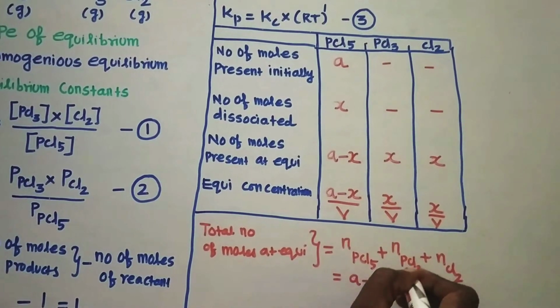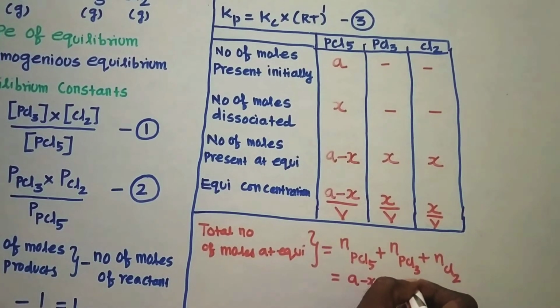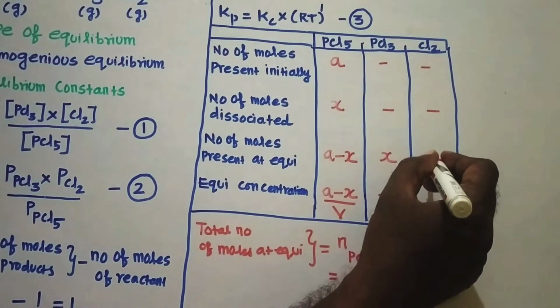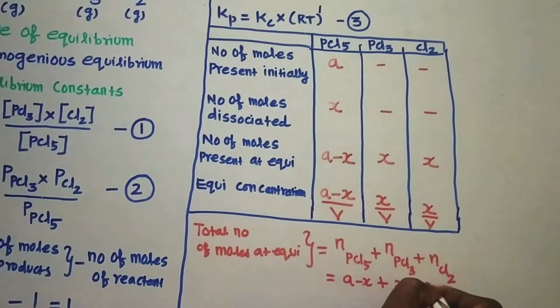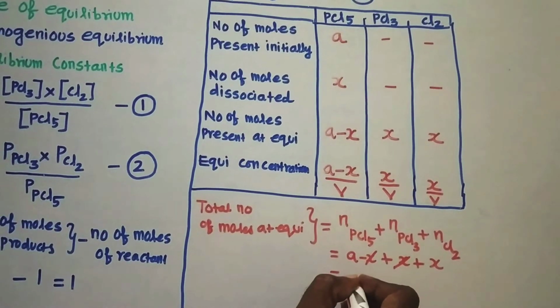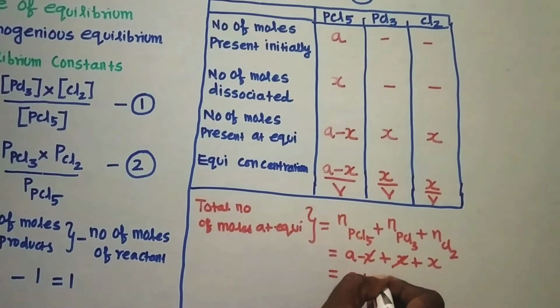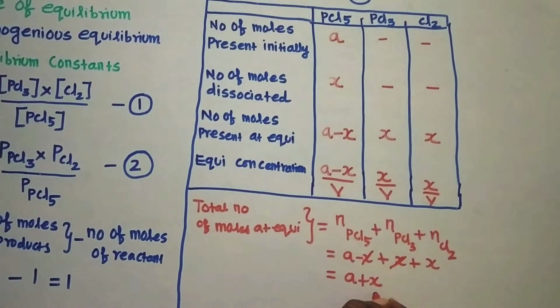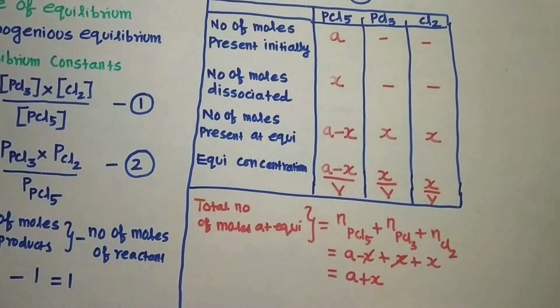Then the number of moles of PCl3 is equal to X. The number of moles of Cl2 is also equal to X. Therefore, the plus X and minus X cancel each other, and as a result it becomes A plus X. So this is the total number of moles at equilibrium. Okay, this is a very important one.